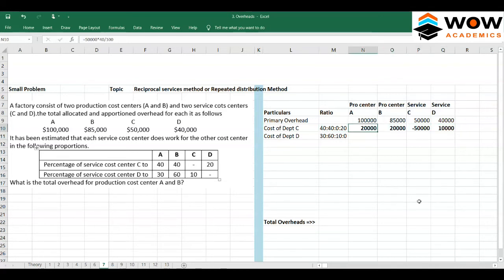Now this becomes 0. But for department D, now we have a total. The total is 50. You have to allocate the 50. So before allocating it, we can better total it so that it's quite easy for us to work out. So this is 1,20,000.